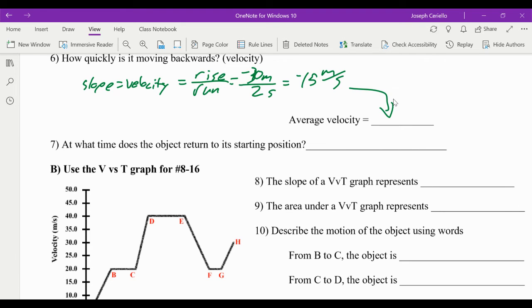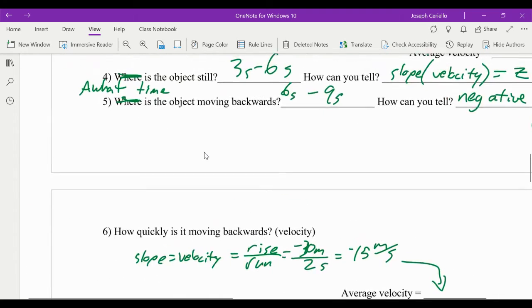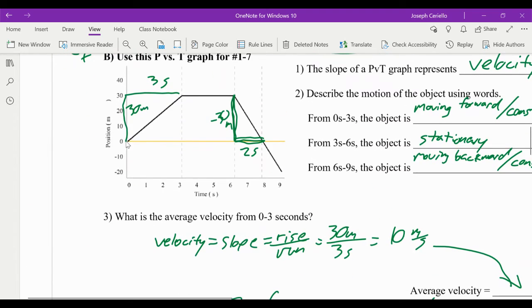At what time does the object return to its starting position? So let's look at where it started. This is position, so it started at 0. It went away, stayed there a while, came back. It looks like at about 8 seconds it returned to its starting position.